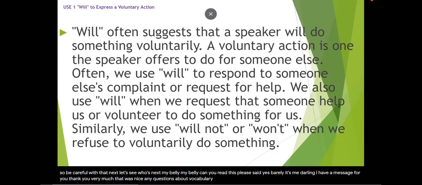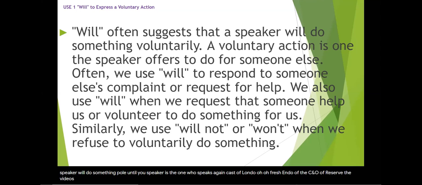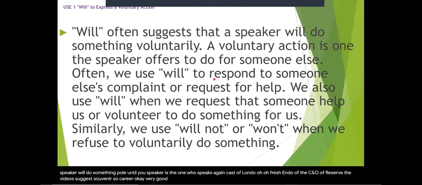What does offers mean? Where? The speaker offers. Yes, first line. That a speaker will do something voluntarily. A speaker is the one who speaks. Alguien que está hablando. Ofrecer. Okay, thank you. Okay, anybody else? Suggest. Suggest, sugerir. Okay, very good. Let's move on.